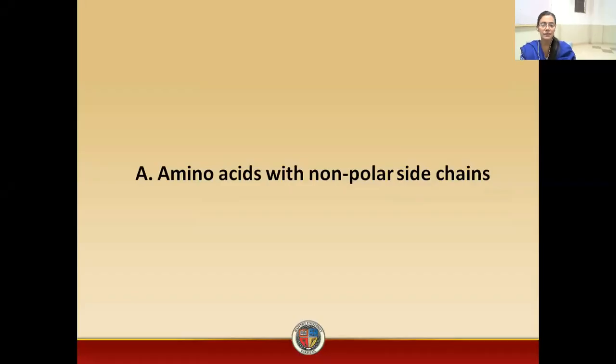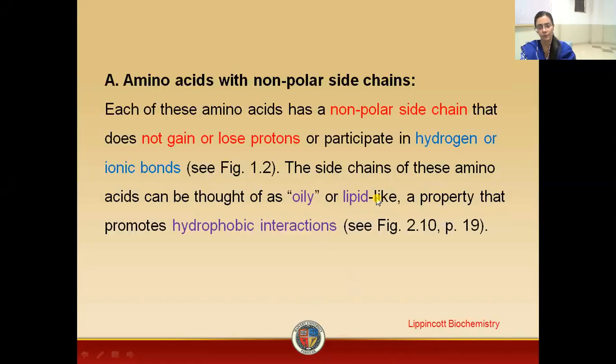Now we are going to study the first category of amino acids, that are amino acids with non-polar side chains. Now, what are these amino acids? These amino acids have a non-polar side chain that does not gain or lose electrons, and they don't participate in hydrogen or ionic bonding.